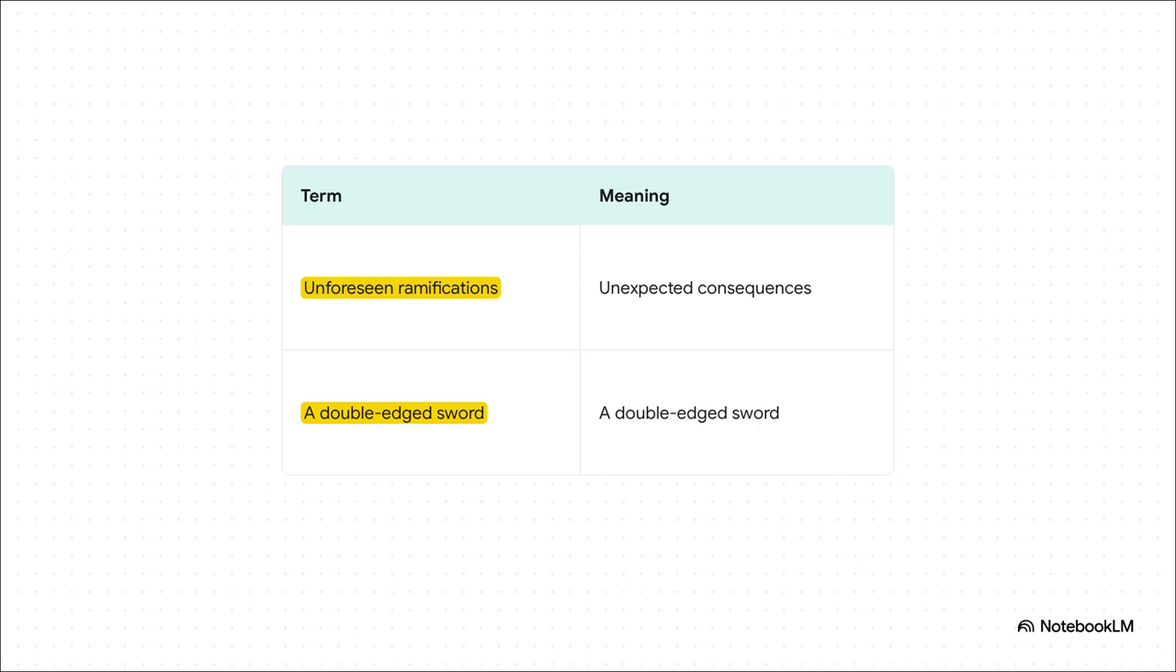Okay, these next two are incredibly sophisticated, like examiner-wowing level. Unforeseen ramifications.